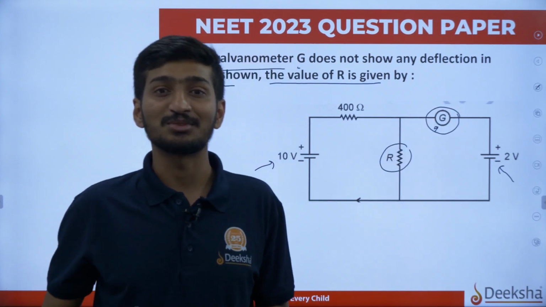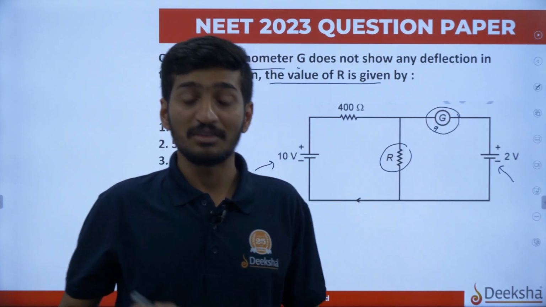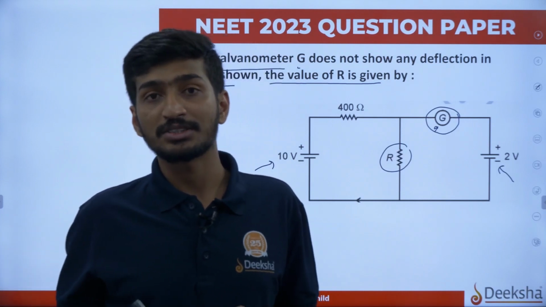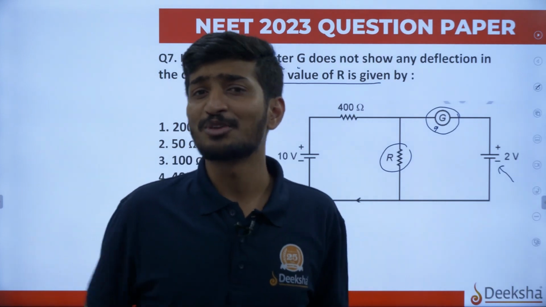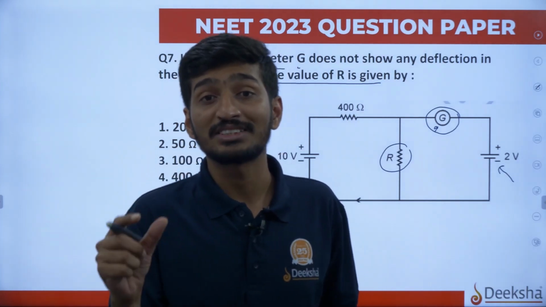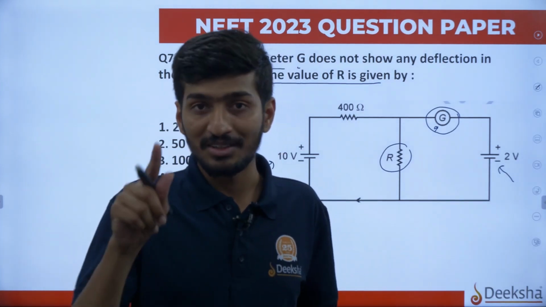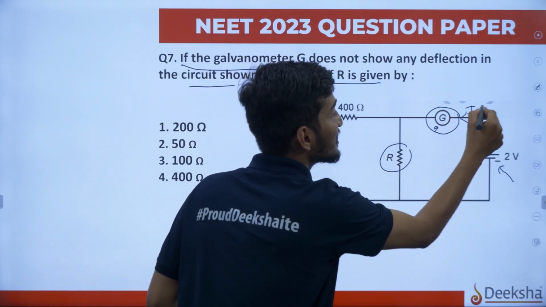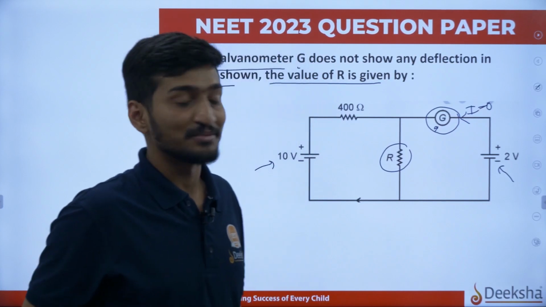What do you mean by no deflection? When does a galvanometer show deflection, first of all, and when does it not show a deflection? By now, all of you must know this. Galvanometer doesn't show a deflection when there is no current through it. Okay? No current, no deflection. That means there is no current through this branch. Current here is 0. Very good.